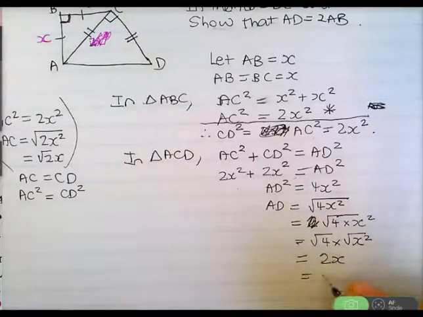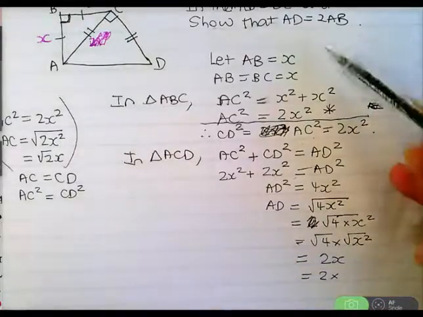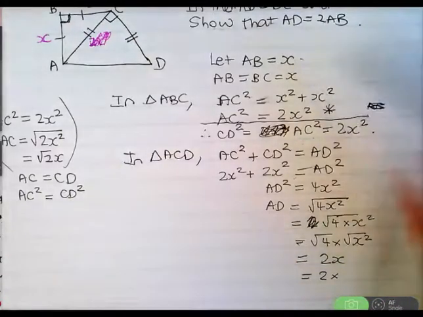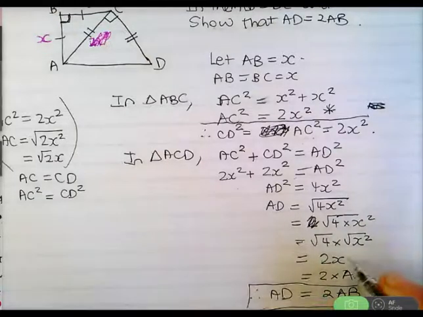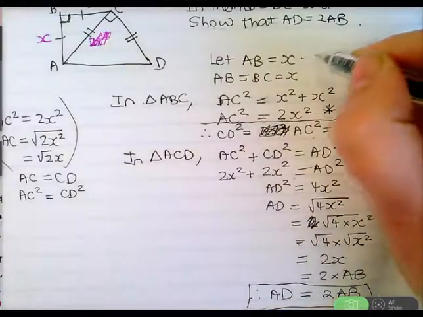Now, 2x is the same as 2 times, what does x equal? AB. So it's the same as 2 times AB. So therefore, AD equals 2AB, because x is AB up here. Can you see that?